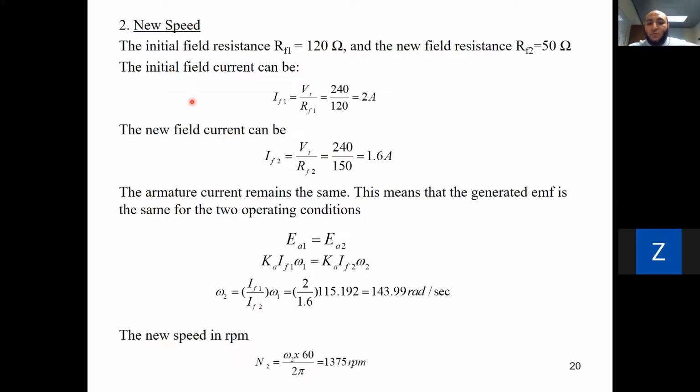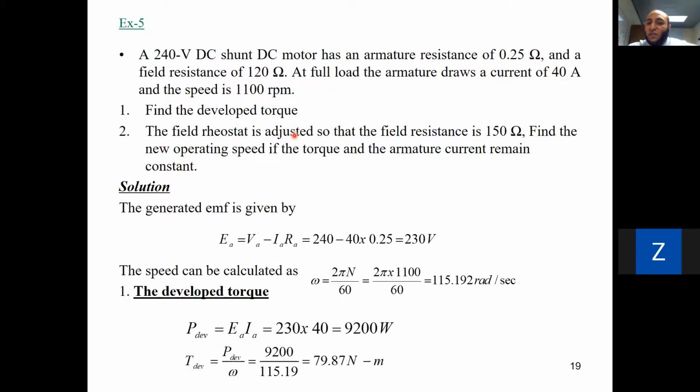Second, again, let's read the question. The field rheostat is adjusted so that the field resistance is 150 ohms. So we are going now to change the field rheostat of the shunt arm, so we expect to have lower field current. Find the new operating speed if the torque and the armature current remain constant. So we will make a control on the armature current to be constant, and the torque also will be constant. So what will be the value of speed for the next case by adding the resistance?